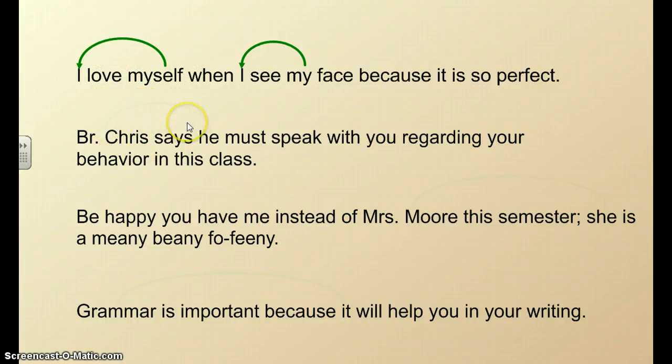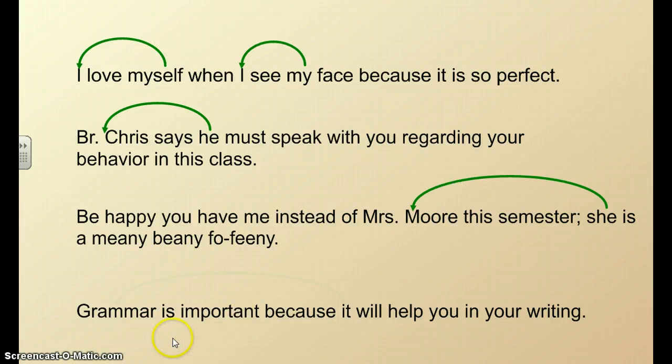Brother Chris says he must speak with you regarding your behavior in class. You and your, again, are both personal pronouns. However, the only one with an antecedent in this sentence is he, and Brother Chris would be your antecedent. Be happy you have me instead of Mrs. Moore this semester. She is a meanie beanie fofini. You and me are both personal pronouns, but they don't have an antecedent within the sentence. However, she has the antecedent of Mrs. Moore.